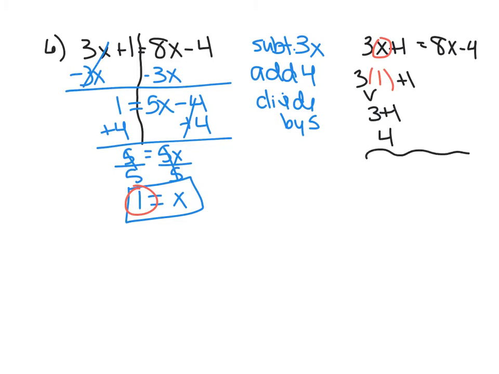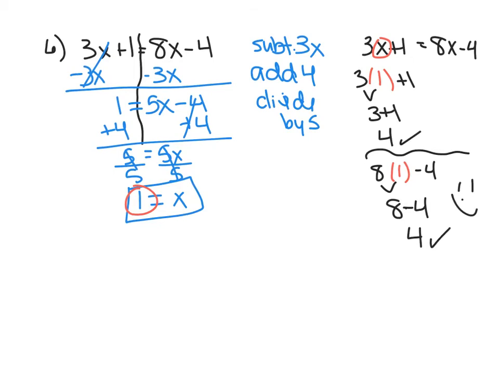Right? And then I'm going to put a little line here. We're going to do the same thing with the 8x minus 4. So I have 8. I'm going to make my x red just so it's nice and clear to stand out, right? The x is 1. And then we have minus 4. So 8 times 1 is 8 minus 4. 8 minus 4 is 4. 4 and 4 are the same.